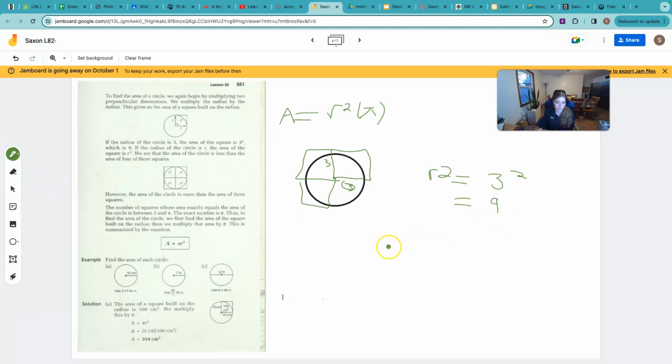So we'd take 9, and we'd say 9 times pi is equal to 28.3 approximately. Now remember, this little squiggly equal sign means approximately. 28.3, not 8. Just looking at that number a little bit wonky. Okay. So to recap, area of a circle is radius squared times pi.